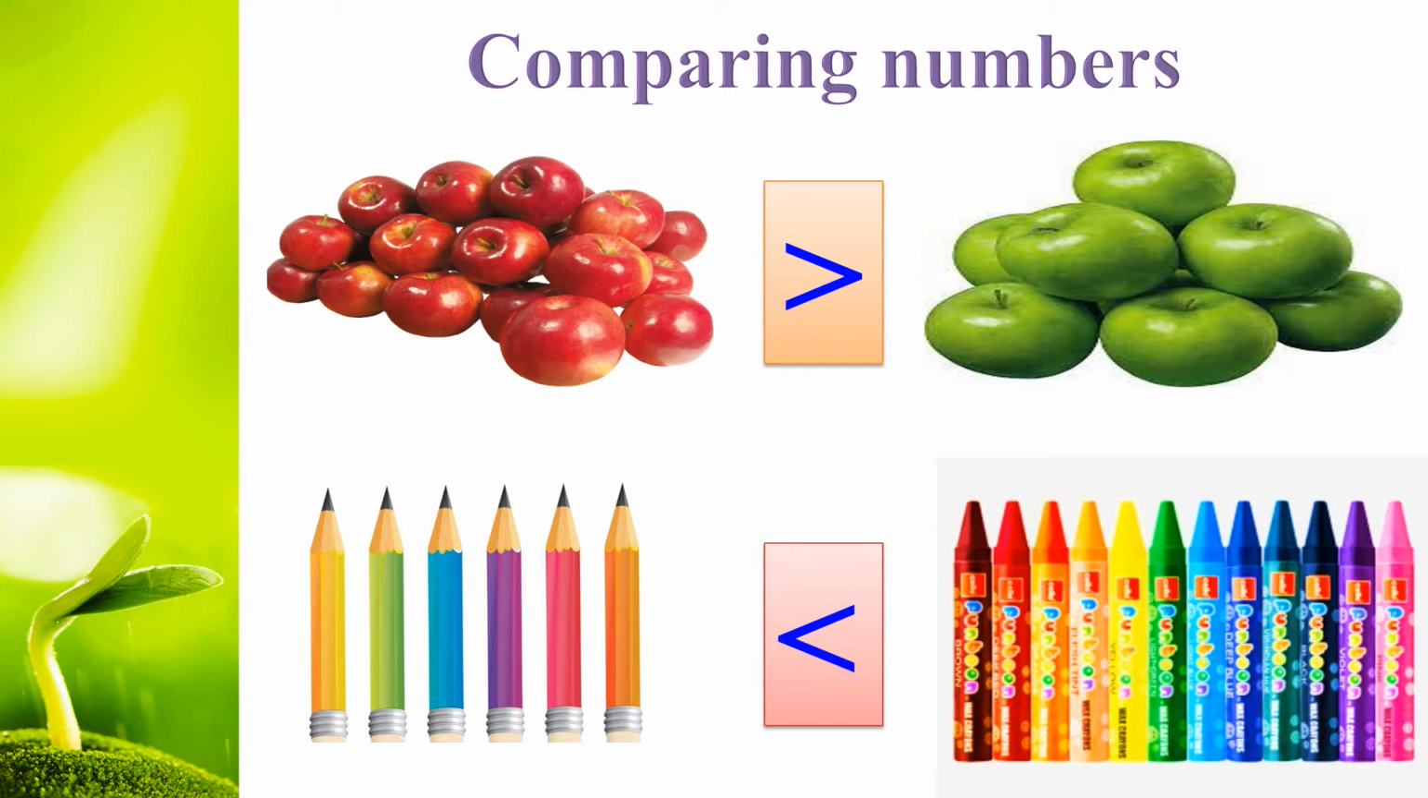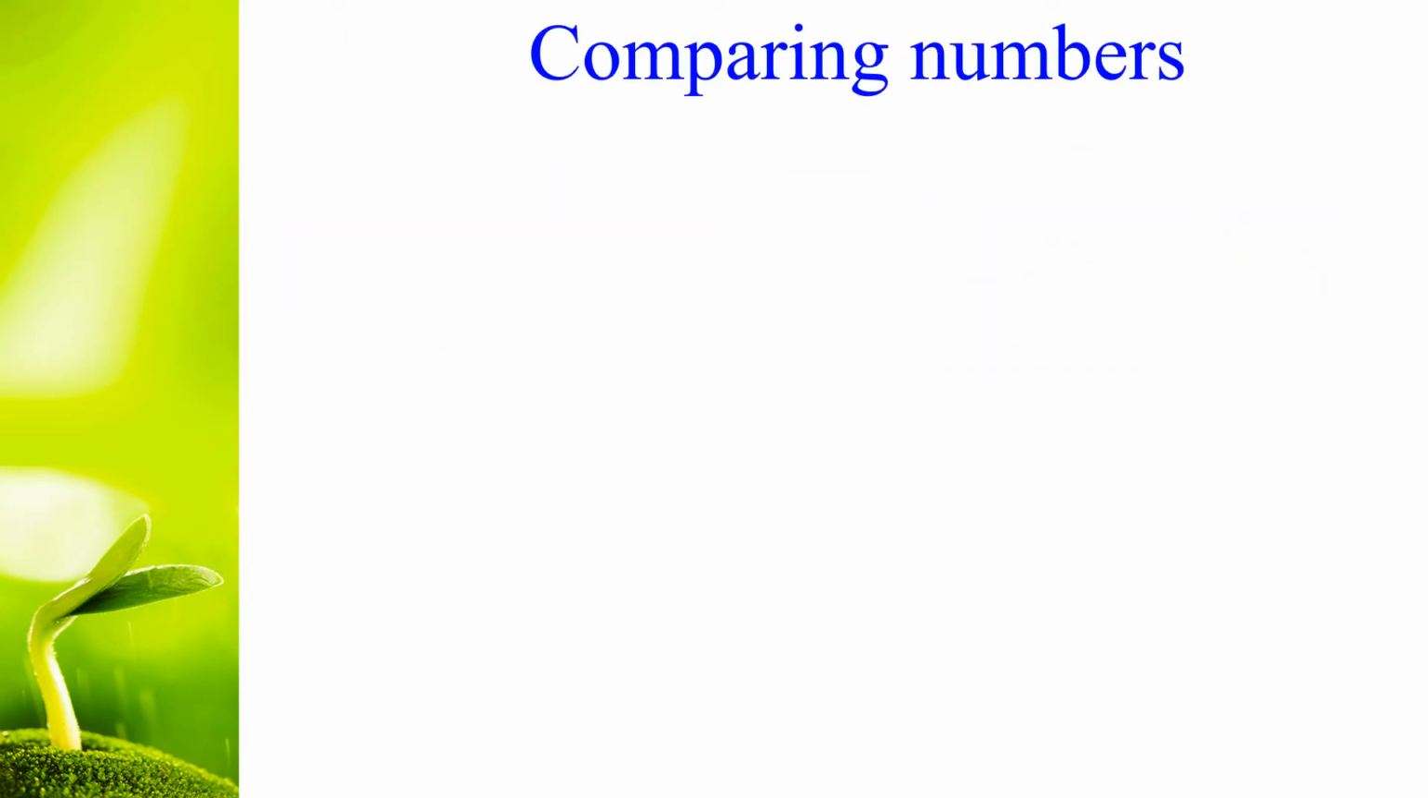Now, you know how to compare two numbers. So in this session, we are going to see how to compare three or more digit numbers. Comparing numbers. Comparing means to examine the difference between numbers, quantities or values to decide if it is greater than, smaller than or equal to another quantity.